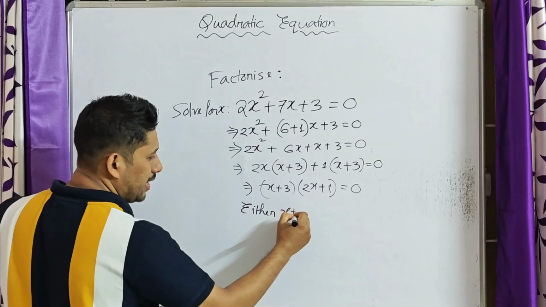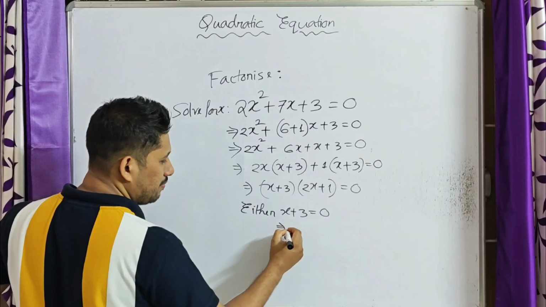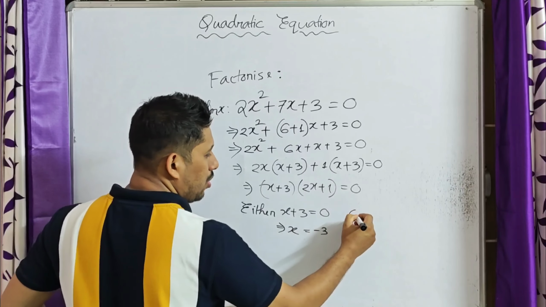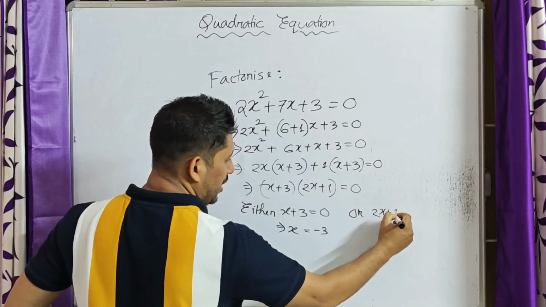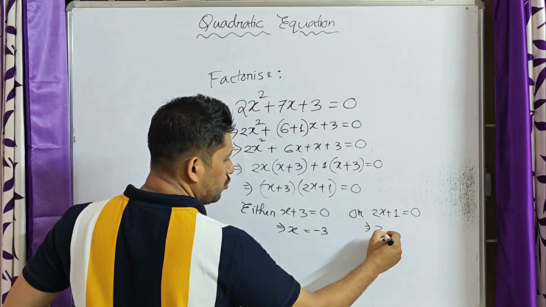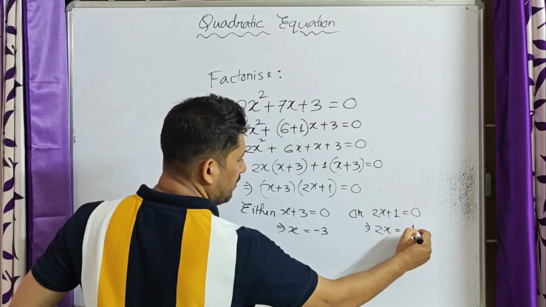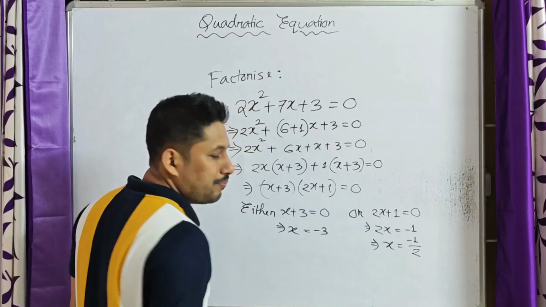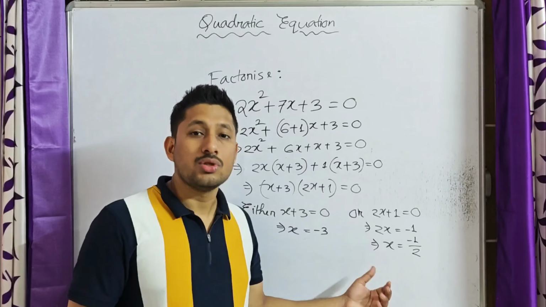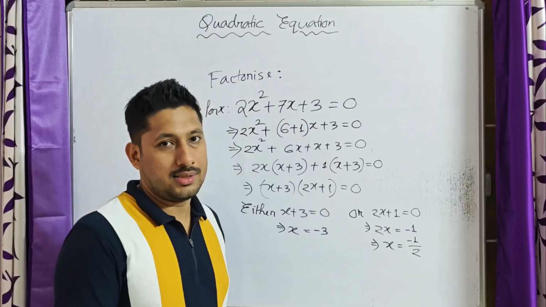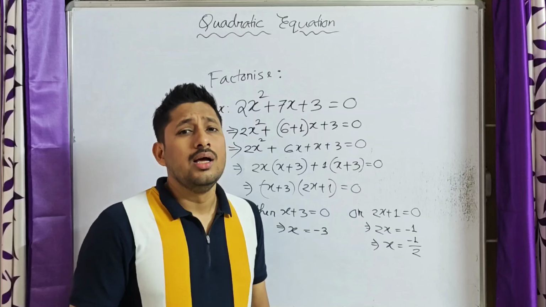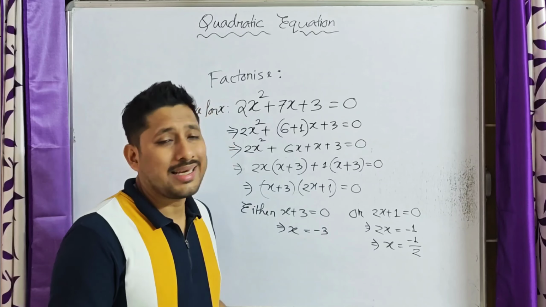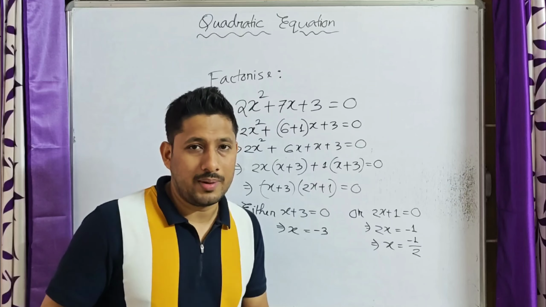Either x plus 3 equals to 0, that implies if you keep x, 3 will go to the other side and become minus 3. Or 2x plus 1 equals to 0, if you keep 2x, 1 will go to the other side and become minus 1. And then if you keep x, it will be minus 1 by 2. So these are the two answers, two zeros, two roots of x. That's how you should find the answer, or you have to factorize a quadratic polynomial. So this is the second topic. Let's move to the third topic now.